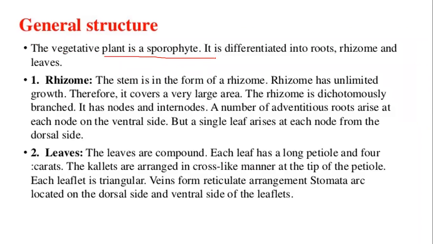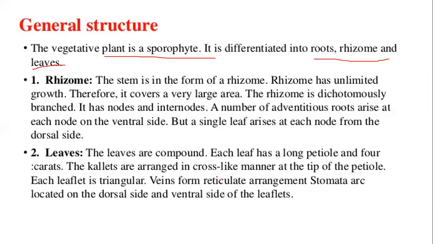Now we'll go with the general structure, that is, the external morphology of the plant. The plant is a sporophytic plant. It is a sporophyte, which means it is going to develop sporangia. The plant body is differentiated into roots, rhizome, and leaves. There is no stem as it is free floating. It can float on the surface of the water. So we can see only the presence of the rhizome, and underneath the rhizome, we can see the development of the roots and the leaves.